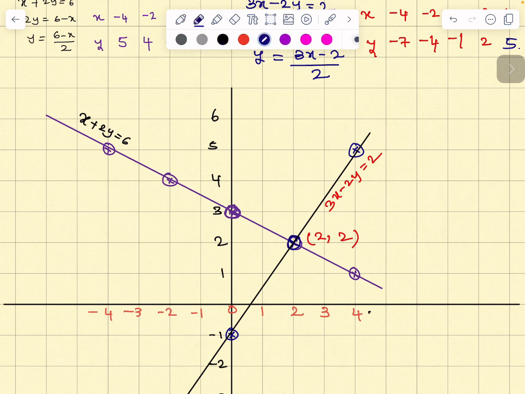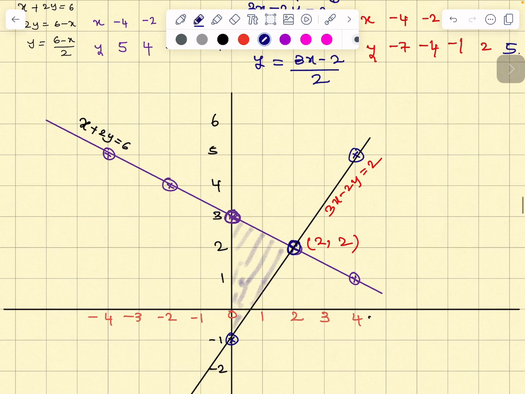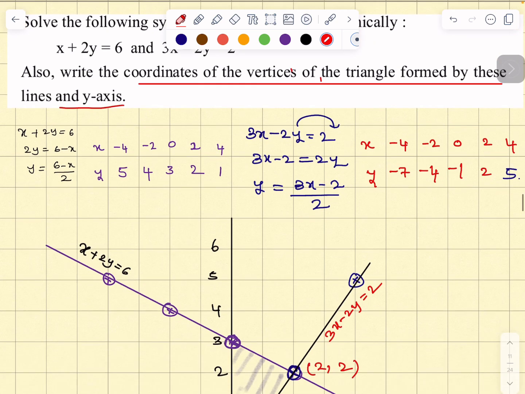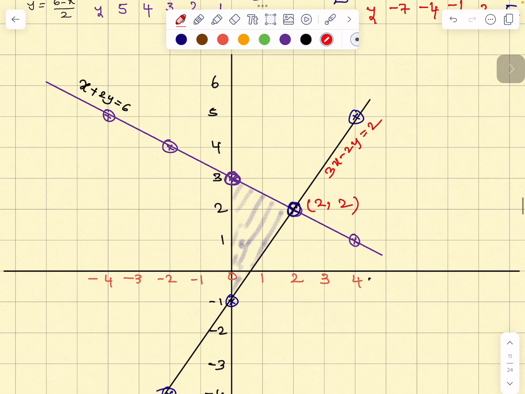And here we can get one triangle, right? So this is a triangle you will get here. We need to write the coordinates of the vertices of the triangle formed by these lines and the y-axis. Here we have one triangle, so just write the coordinates of this triangle.